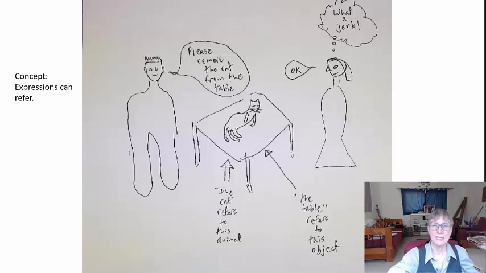A very, very basic semantic concept is that linguistic expressions can refer to things. So I've drawn up a small illustration here. Let's say that you invited me to dinner at your house, and when I get there, your cat is rolling around on the table. I'm allergic to cats, so I have some feelings about this situation. I speak, saying, "Please remove the cat from the table."